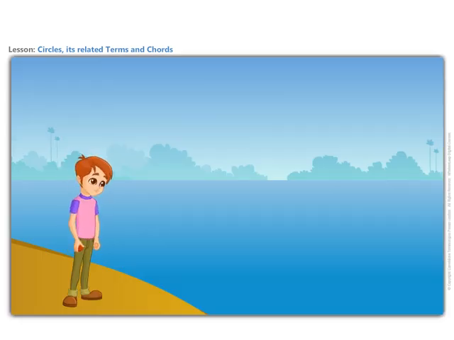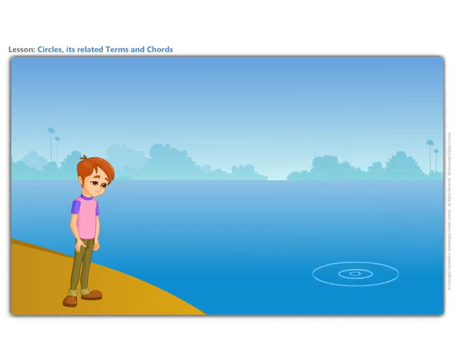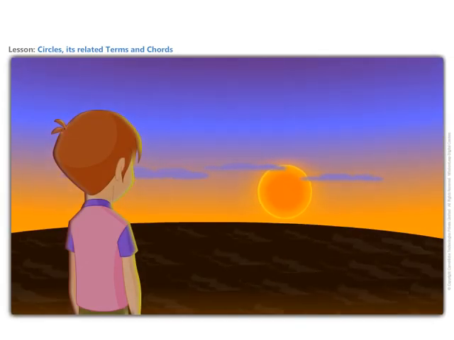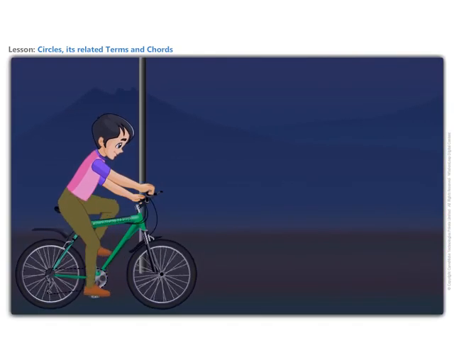Look, John is playing. He throws a stone in the calm waters and watches the ripples formed in it. What shape does it resemble? It resembles a circle. Yes, the ripples are circular in shape. John looks at the setting sun and thinks, the sun appears like an orange ball of fire engulfed by the sea. It's time to go home. He picks up his bicycle and drives away.